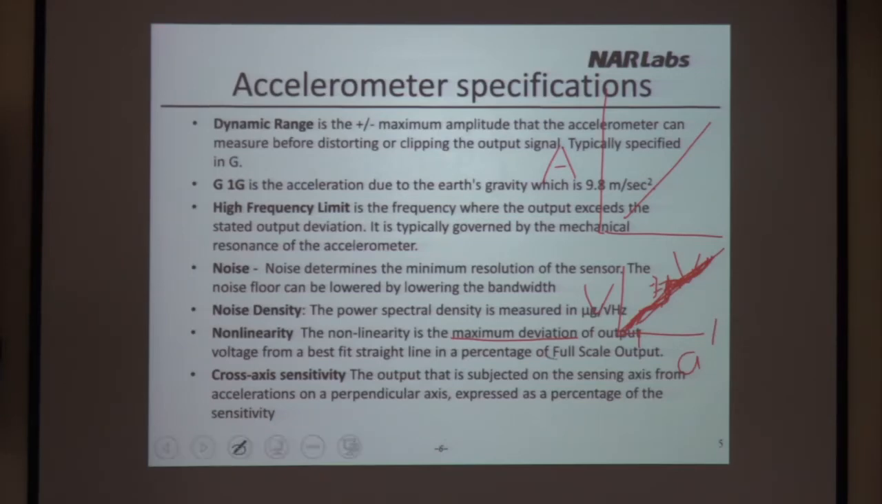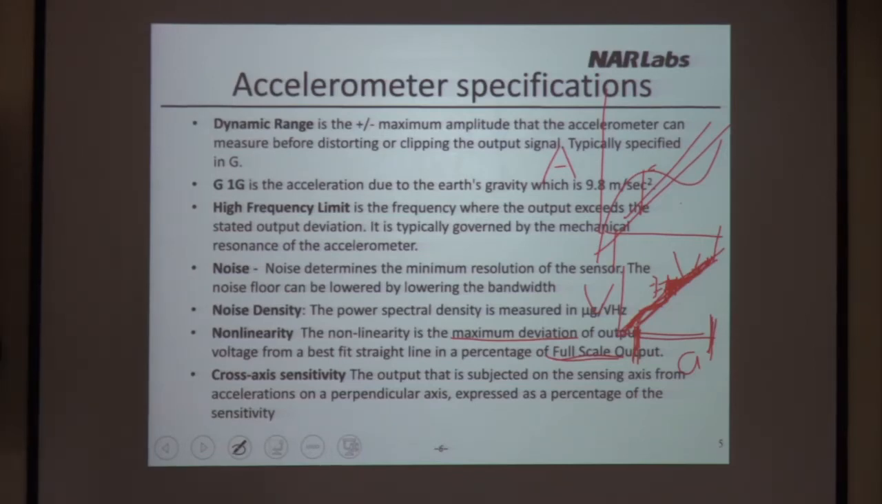Okay, thank you. So the maximum deviation, how far the real curve deviates from this straight line, divided by the full scale is the way you calculate nonlinearity. Full scale is the range in which you tell your customer they can measure acceleration. This is full scale, and this is the maximum deviation. Maximum deviation divided by the full scale is the nonlinearity.